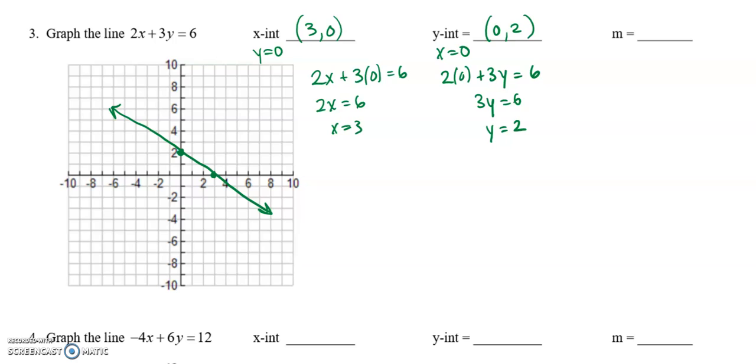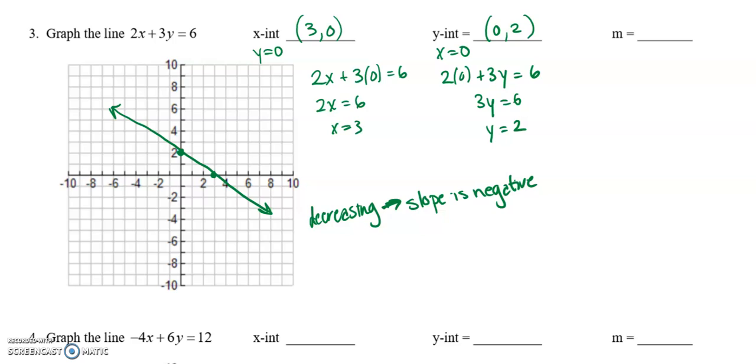And there's my line. Now when I look at this line and read the graph from left to right, my line is decreasing. Since it is decreasing, that's going to tell me that my slope is negative.